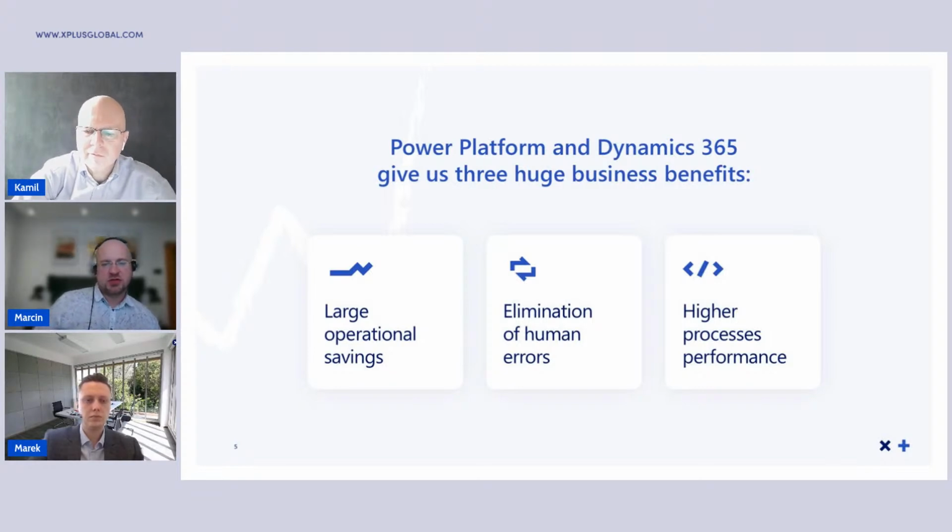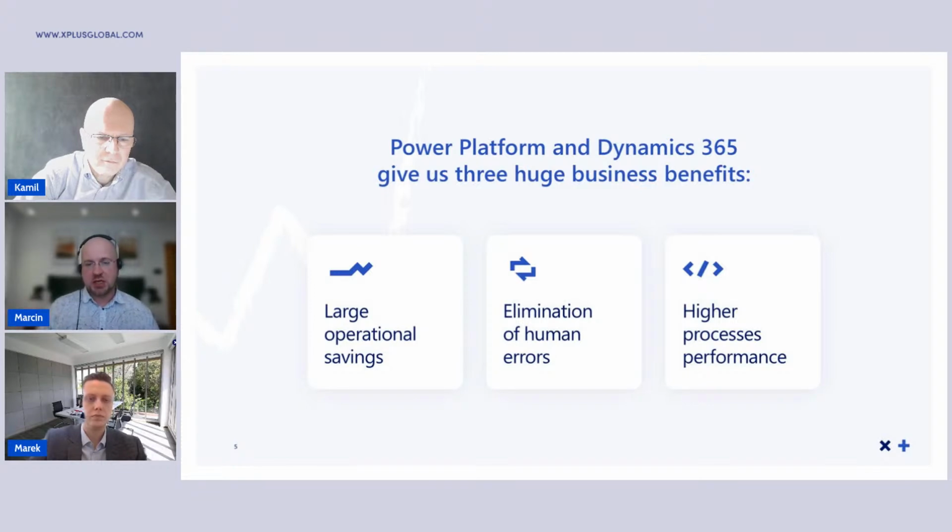The second one is elimination of human errors. This is extremely important, because when errors are made in processes by people, it can cost exceptionally a lot, such as mistakes in the amounts of money transfers, or lost expired paper documents, or sometimes other errors that can affect downtime in payments, or maybe in production.